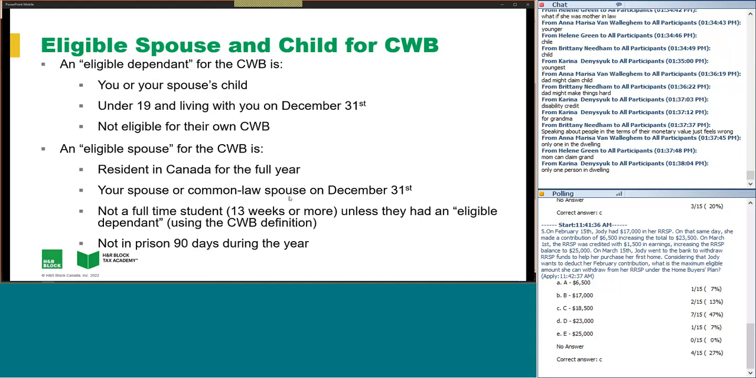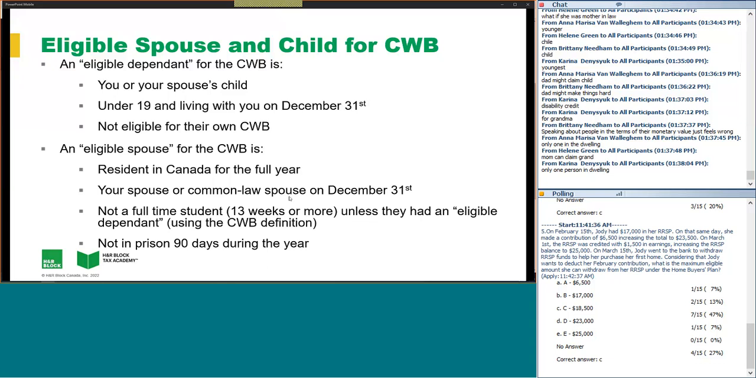They have to be living with you at the end of the year. Doesn't matter if they lived with you all year. If they stop living with you before the end of the year, you don't get an eligible dependent for Canada Workers Benefit for that year. So the end of the year matters. Timing matters for this one. And they have to be not eligible for their own, because if they're eligible for their own Canada Workers Benefit, they should claim their own and you get yours. If that is all true, you have an eligible dependent for Canada Workers Benefit on Schedule 6, you're going to say, yes, I have an eligible dependent.